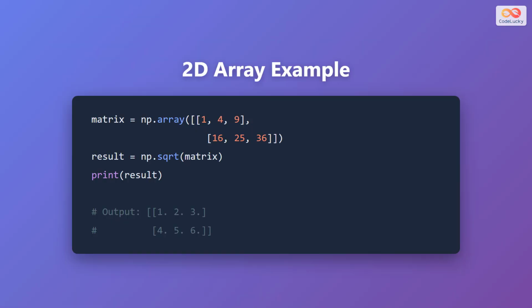The function works equally well with multi-dimensional arrays. Here we have a two-dimensional matrix with 2 rows and 3 columns. The first row contains 1, 4, and 9, while the second row contains 16, 25, and 36. When we apply np.sqrt to this matrix, we get back a matrix of the same shape with the square roots: 1, 2, 3 in the first row, and 4, 5, 6 in the second row. The shape and structure of your array is preserved.